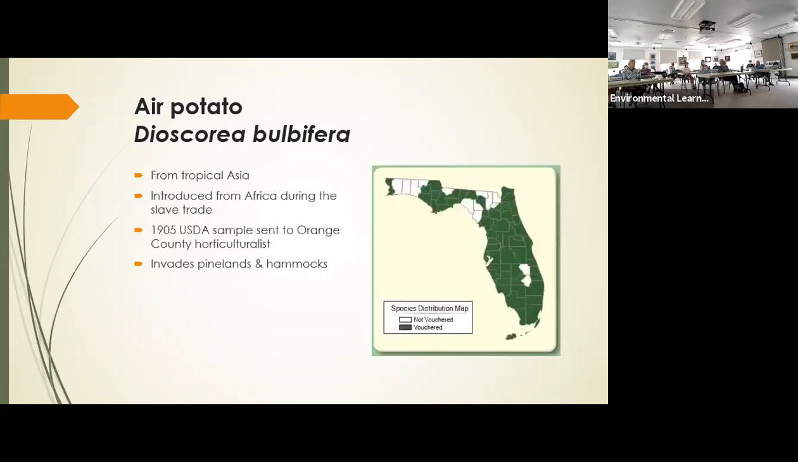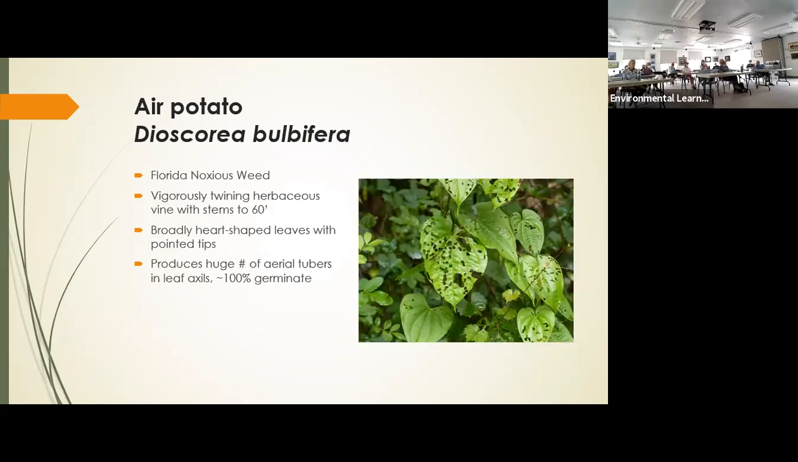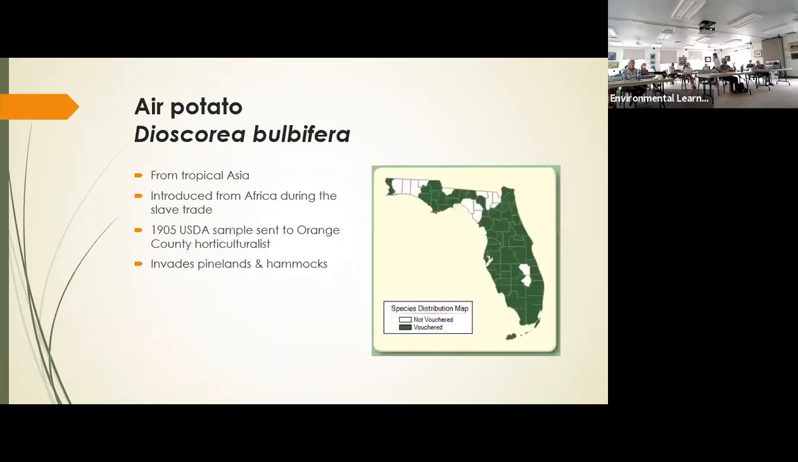So next, oh wait, can you go back? I'm sorry, Terry. On the right, you may notice there's a lacy appearance to the leaves. That's the handiwork of a very successful biocontrol agent, the air potato beetle. Next slide. From tropical Asia, it's thought to have come to Florida on ships associated with the slave trade. We know it was sent by the U.S. Department of Agriculture to an Orange County horticulturalist, and it invades disturbed areas, pinelands, hammocks, and people's yards.